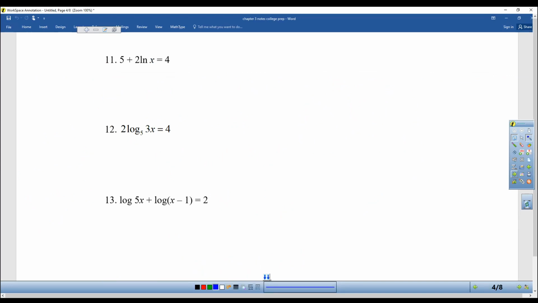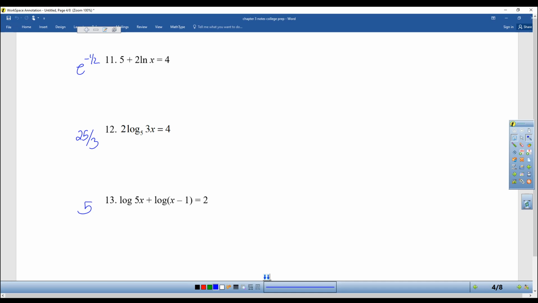All right, so number 11, the answer is e to the negative 1/2, in case you're still trying things on your own. The answer to this one is 25 over 3. The answer to the next one is 5. You can try this on your own.